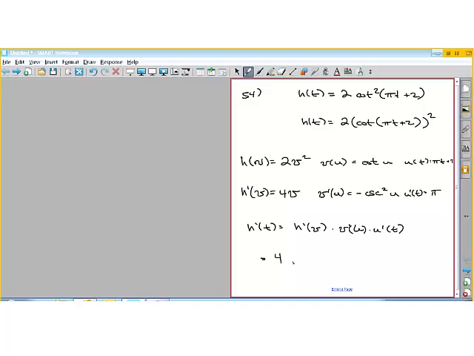So it's 4v. V is the cotangent of u, but u is pi t plus 2. So that's the first part, 4v. Then you have v prime of t, which is negative the cosecant squared of u, but u is pi t plus 2. So that's the second term, negative cosecant squared of u, and then you multiply by u prime of t, which is pi.